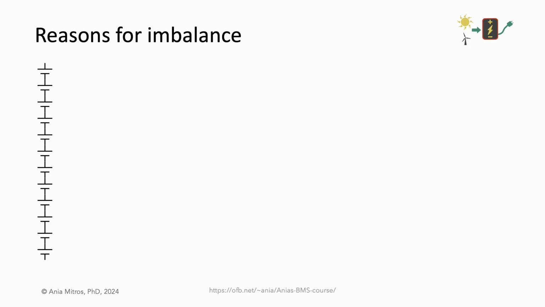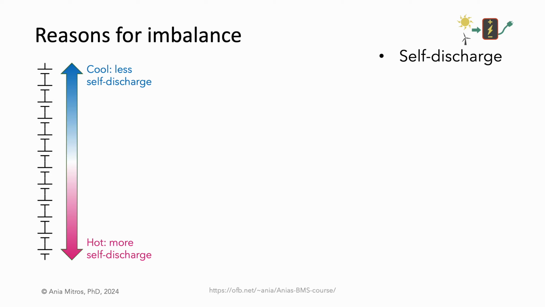Imbalance has a few causes. First, we have self-discharge. All cells very slowly lose charge over time. If you put a cell on the shelf and check it a year later, you will find it at a lower state of charge. If one cell discharges faster than another, they will become imbalanced. Self-discharge increases with temperature, so a temperature gradient across the battery pack will cause an imbalance in the cells.